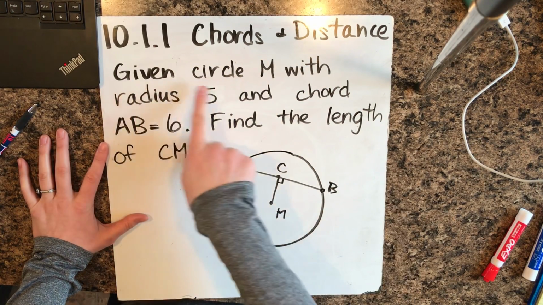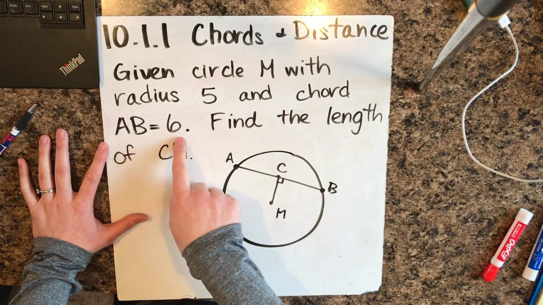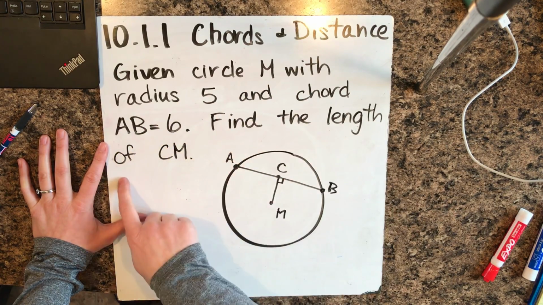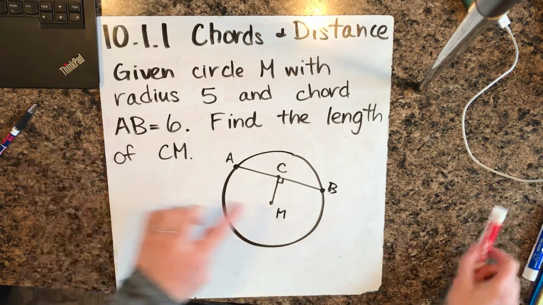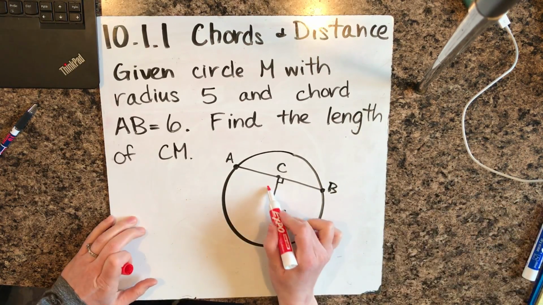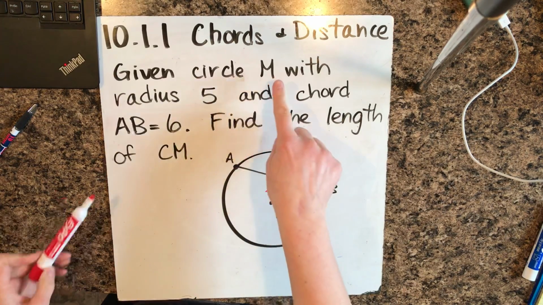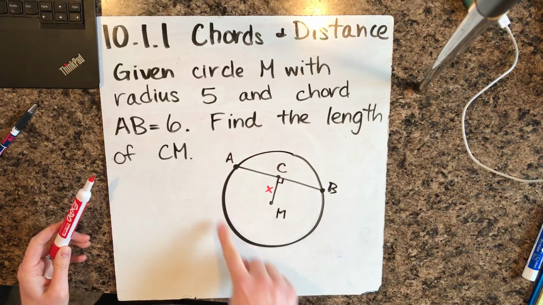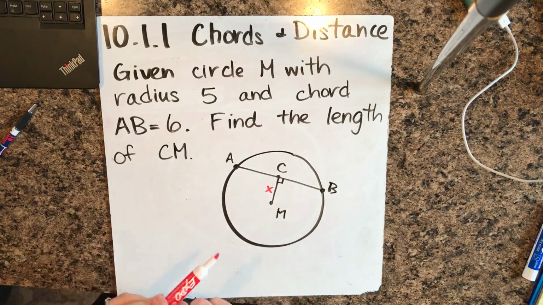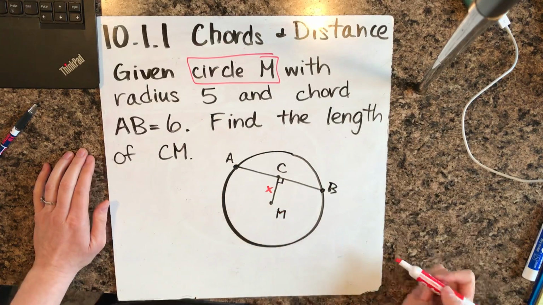So the problem is: given circle M with radius 5 and chord AB equals 6, find the length of CM. Okay, so we're really looking for what is CM. I'm going to put a little X there because that's what we're trying to find. Now when it says circle M, that just refers to the fact that M is the center of the circle, and that's actually a really important feature here. Okay, circle M, that's the center of the circle.